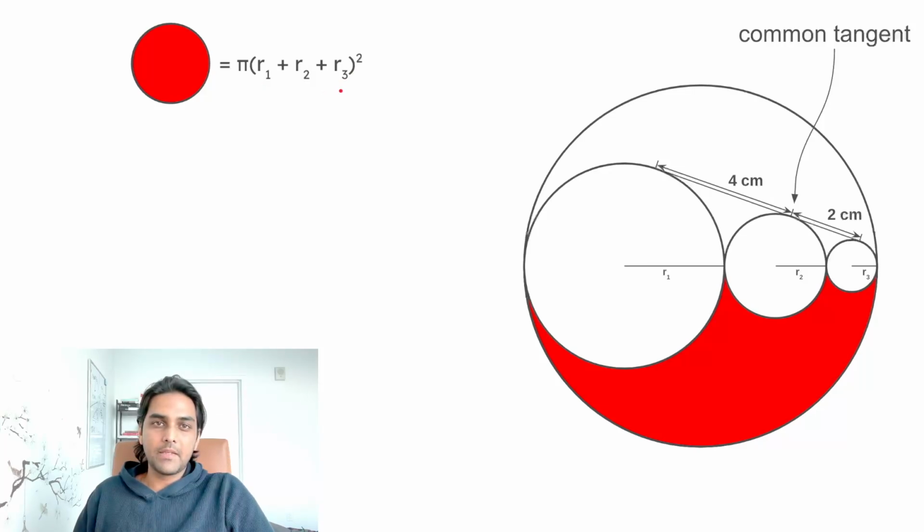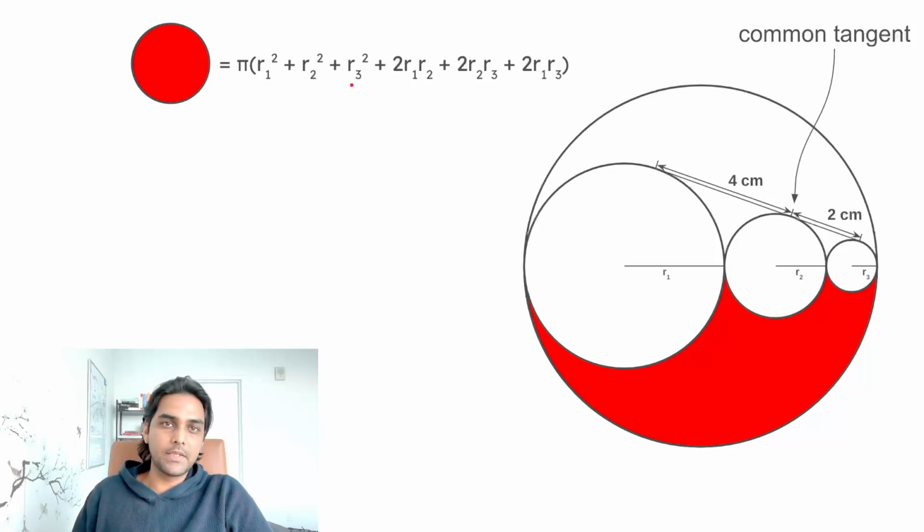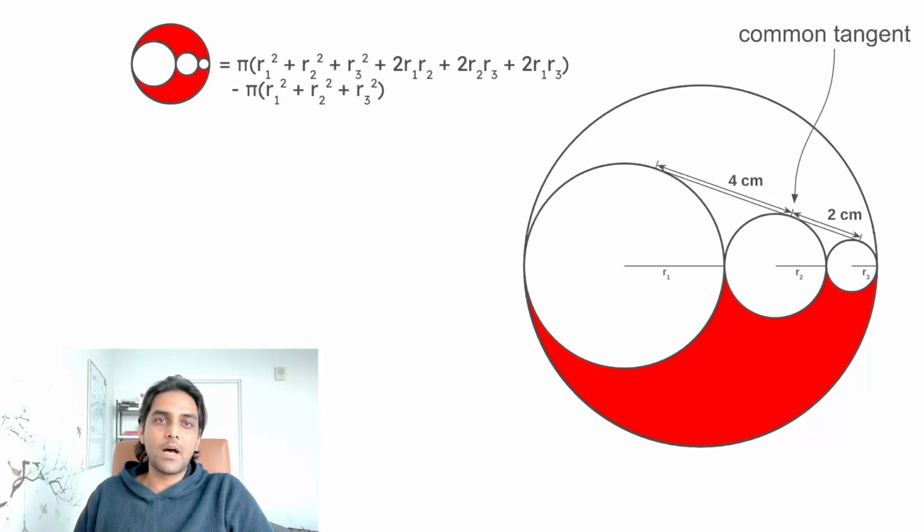Let's expand this, and this becomes r1 squared plus r2 squared plus r3 squared plus 2 times r1 r2 plus 2 times r2 r3 plus 2 times r1 r3. The next thing we want to do is to subtract the area of the inner circles from this. So let's subtract pi times (r1 squared plus r2 squared plus r3 squared). Notice that if you open this bracket, you get pi r1 squared plus pi r2 squared plus pi r3 squared, and we are subtracting this whole thing from this equation.